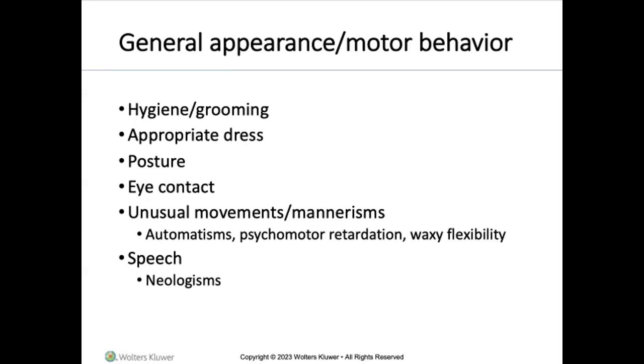Some specific terms here for these unusual movements. Automatisms, which I'm probably not saying correctly, but these are repeated purposeless movements that have no purpose. They could be drumming your fingers, twisting your hair, tapping your foot. Psychomotor retardation is very slowed movements. Waxy flexibility is when you can put a patient in a position and they stay that way. It's usually awkward or uncomfortable.